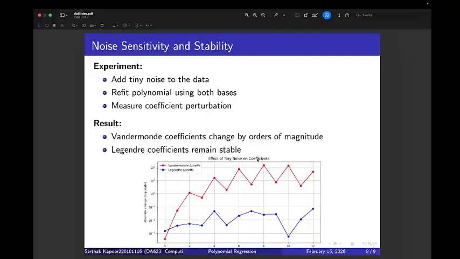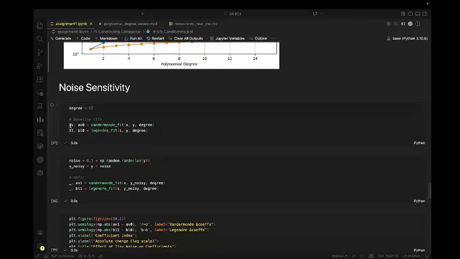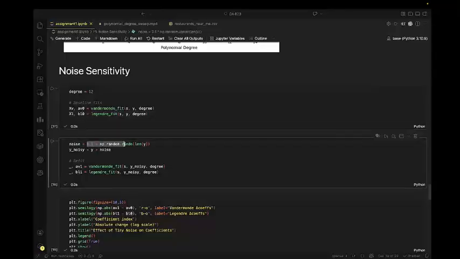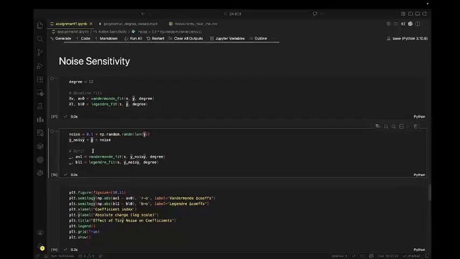So this is the effect of noise on coefficients. Let me show you. Let's say these were the initial Vandermonde as well as Legendre baseline fits, and we have the coefficients as well. Now we add some noise, which is 0.1 times random. We use normal Gaussian random noise, multiply by 0.1, and simply add it to the initial y, that is, the targets that we want to predict. After that we refit by recomputing the new set of coefficients, AV1 and BL1, the coefficients of Vandermonde and Legendre after the addition of noise.